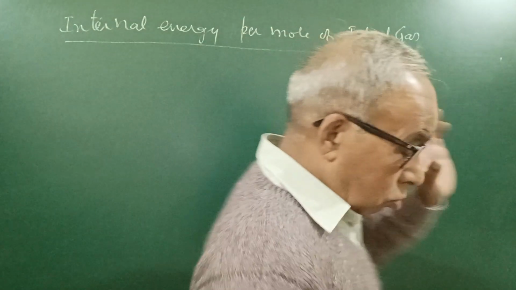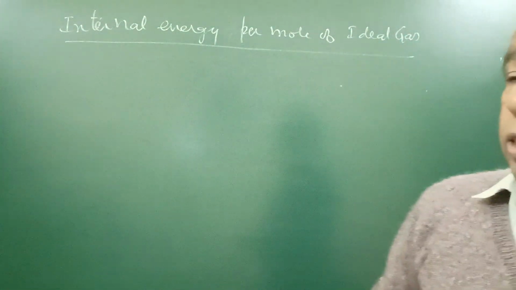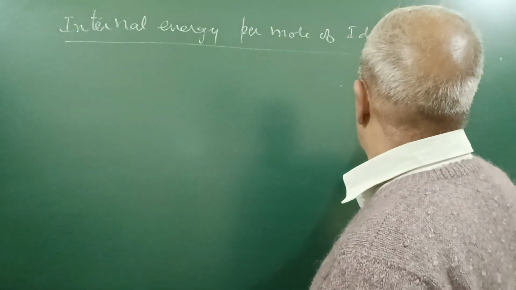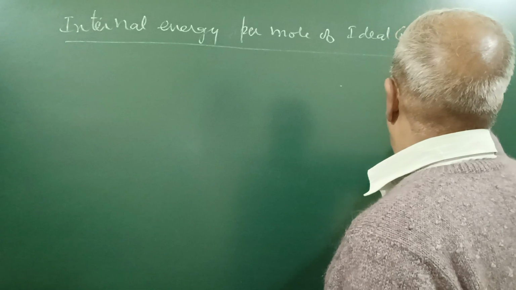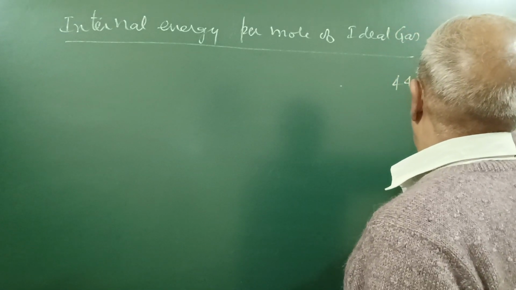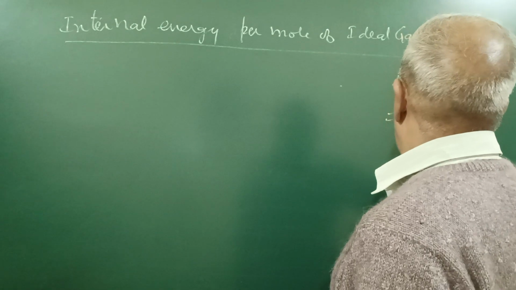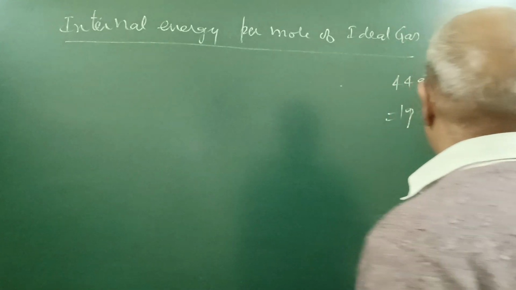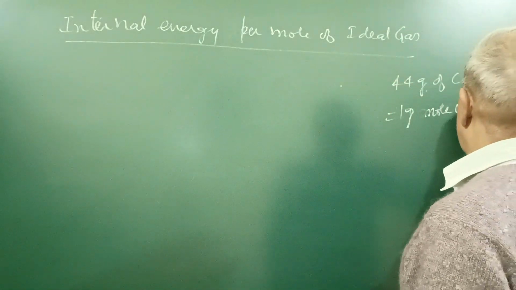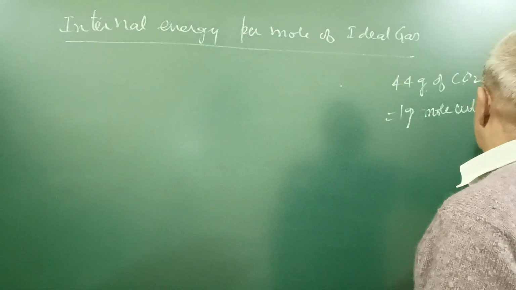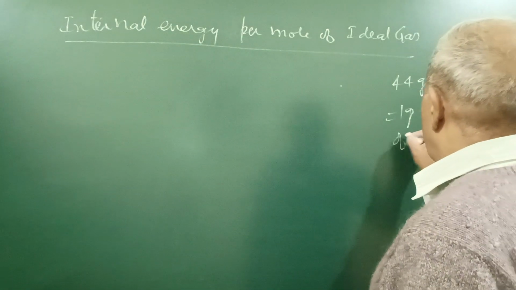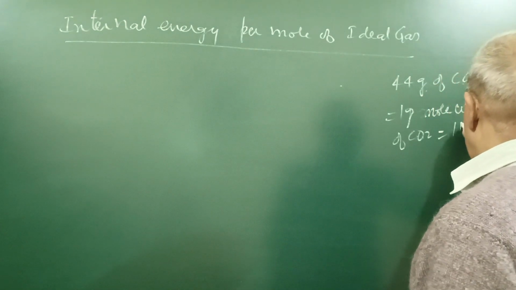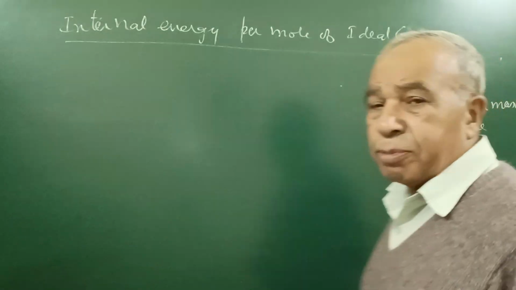So one mole of any gas is equal to its 1 gram molecular mass. For example, I told you just now, 44 gram of CO2 is equal to 1 gram molecular mass. The molecular mass of CO2 in grams is equal to 1 mole of CO2. Actually, the concept of mole.